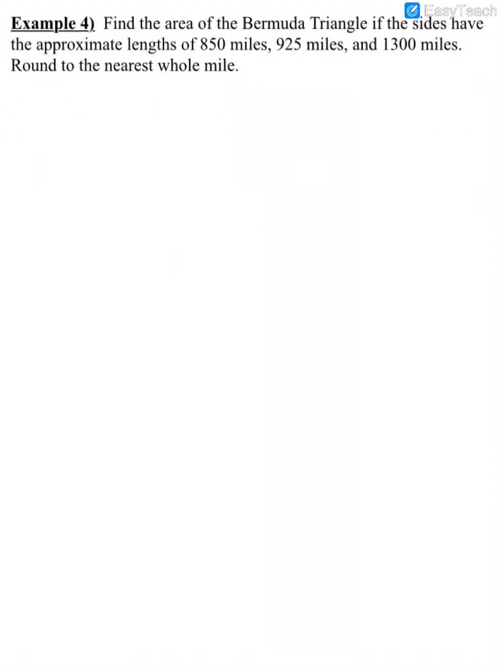All right, find the area of the Bermuda Triangle if the sides have the approximate lengths of 850 miles, 925 miles, and 1,300 miles. Round to the nearest whole number. This time we're given all the sides, so we're going to have to use Heron's formula. And if we're using Heron's formula, we need to find S. All right, so S is just half of the perimeter, so S is 1/2 (A plus B plus C).